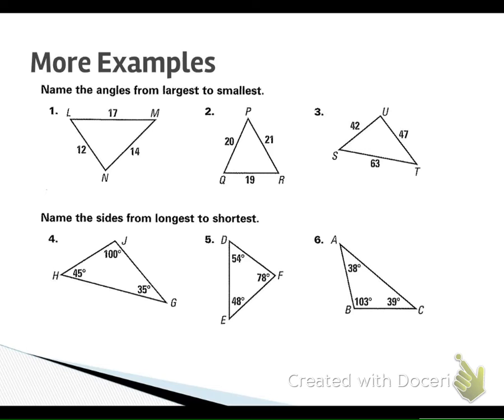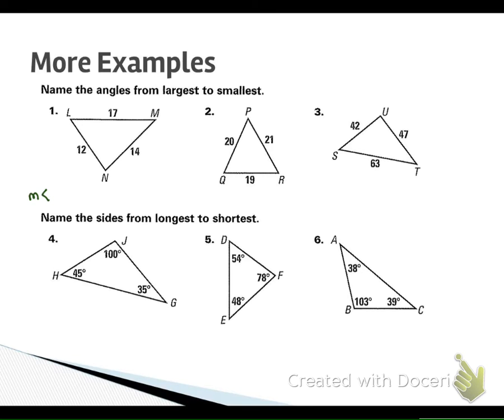Okay, so our first group is we're going to name the angles from largest to smallest. So we're going to name these different than we did the last time. We're actually going to put greater than signs in. So our largest angle is the one across from the biggest side. Which angle is our largest angle?